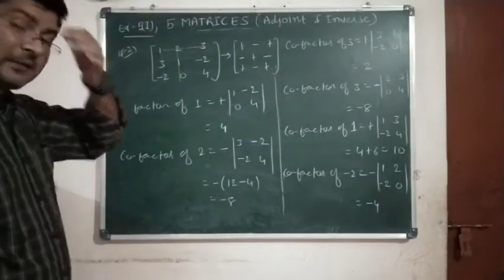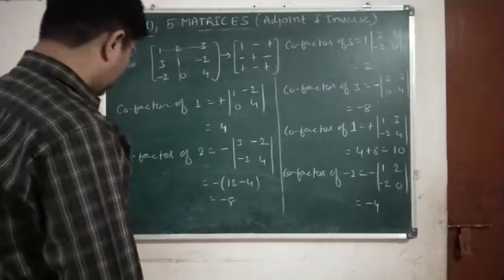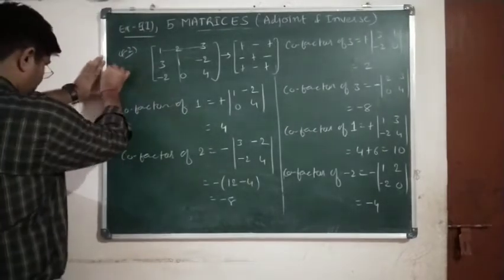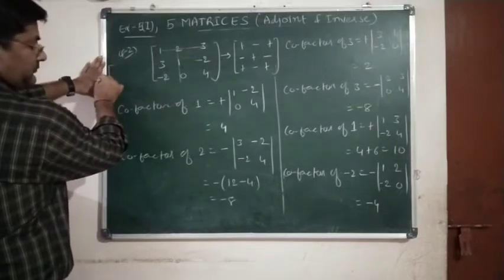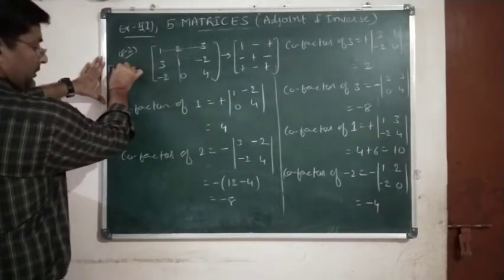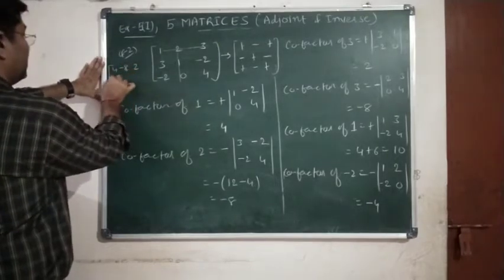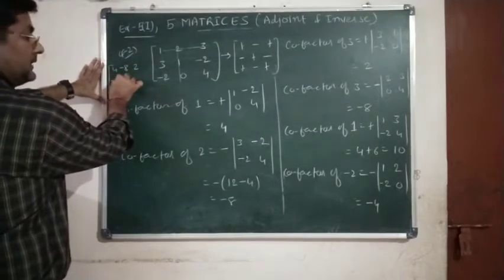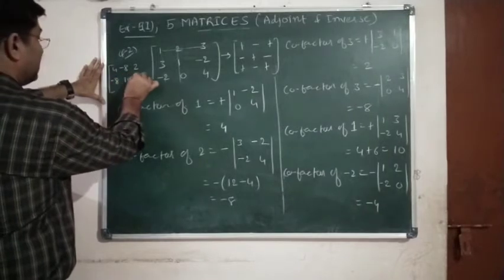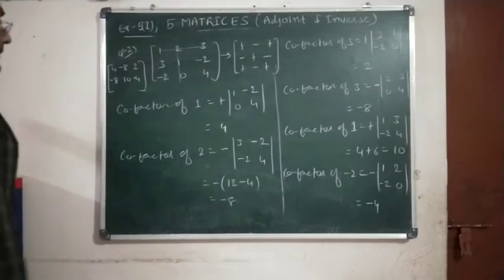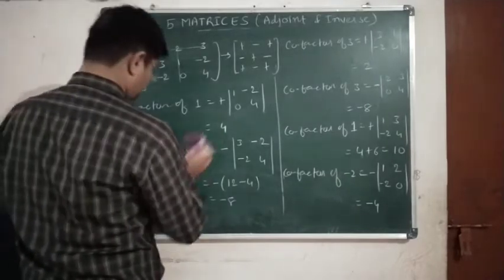Now the third row elements are left. Okay, let us note down somewhere the cofactors in small letters: 4, minus 8, 2, minus 8, 10, minus 4. Okay, now for the third row elements, let us find out the cofactors.